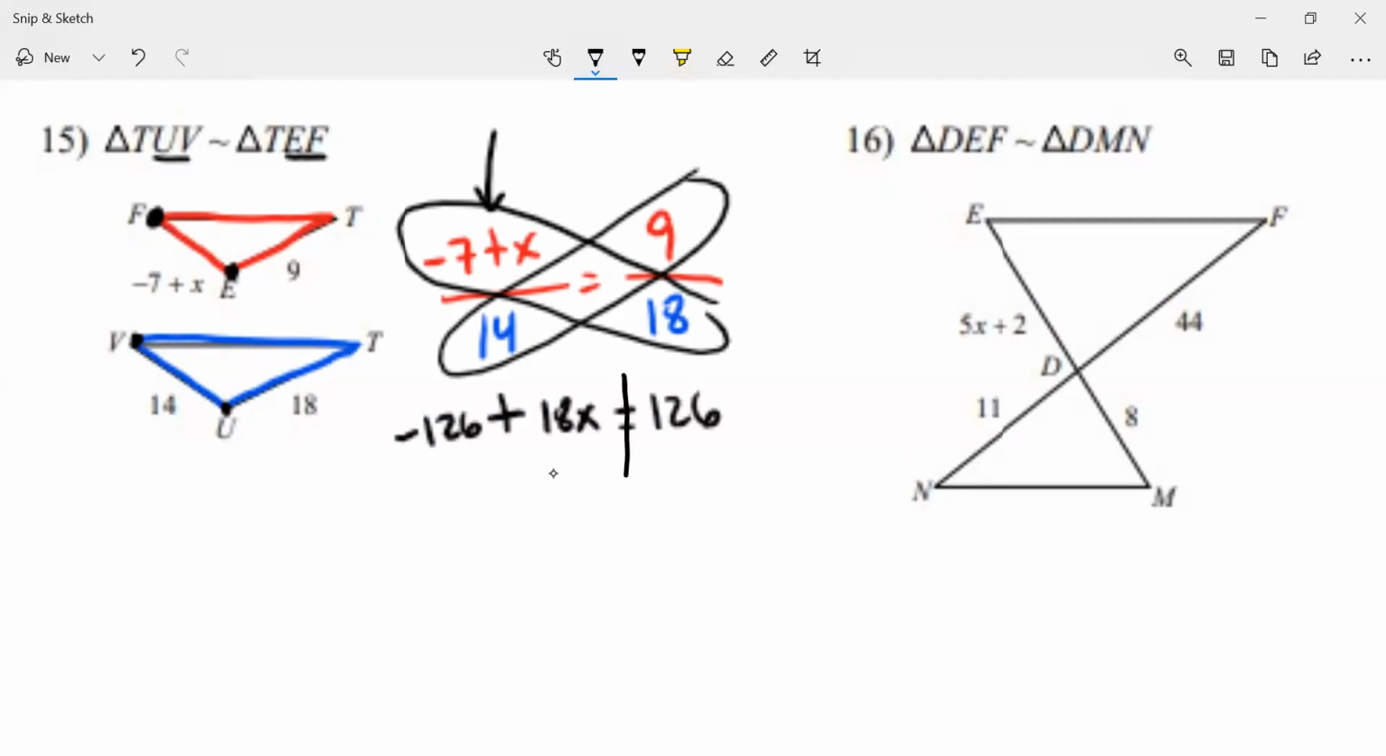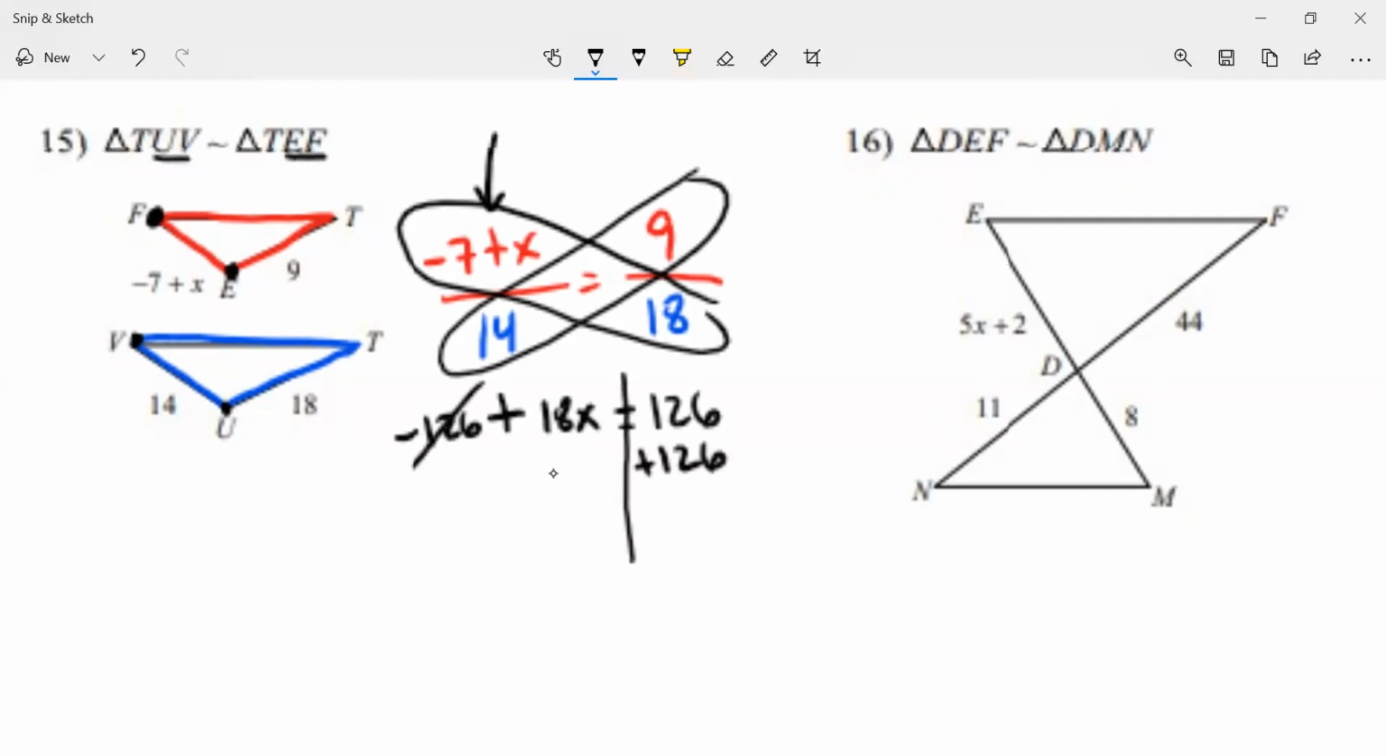Let me separate my sides to the equal sign. I want the 18x by itself. I want the term that has x by itself. So this minus 126, I want to get rid of it. I'm going to move it to the other side. Don't forget to switch the sign. So let me write this as a plus 126.